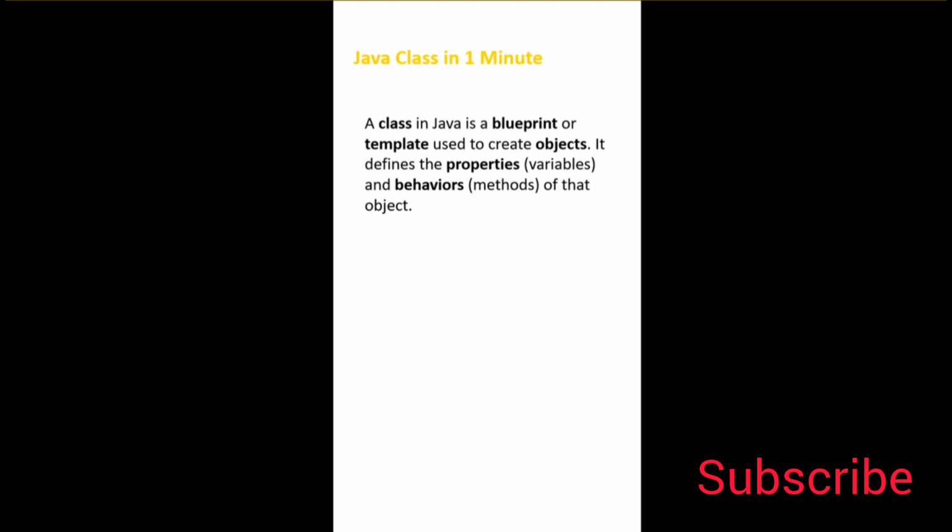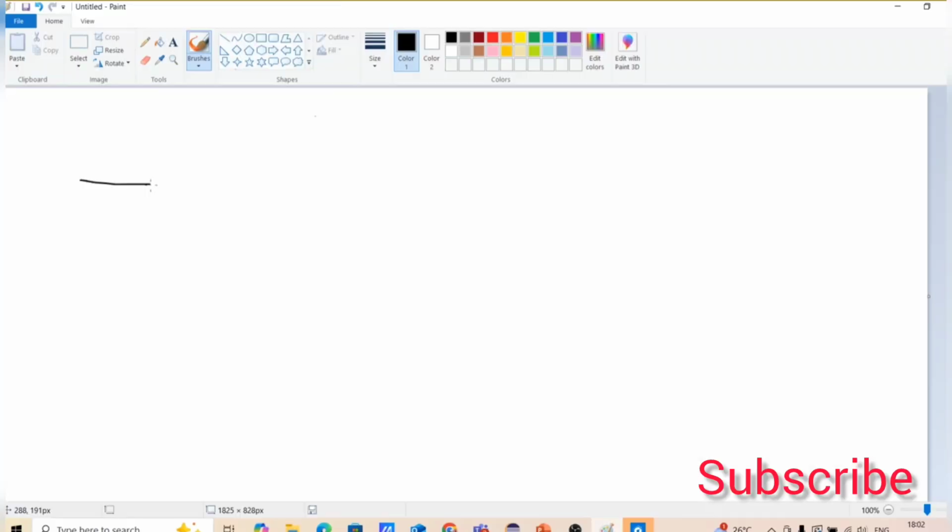A class in Java is like a blueprint or a template. It's not real, it just defines how an object will look, what it will contain, and what it can do. For example, you can take a car as a class, which can have properties like color, brand, speed, and actions or methods like drive, brake. These are the things you can remember.